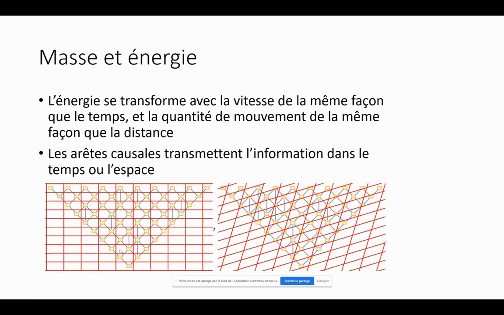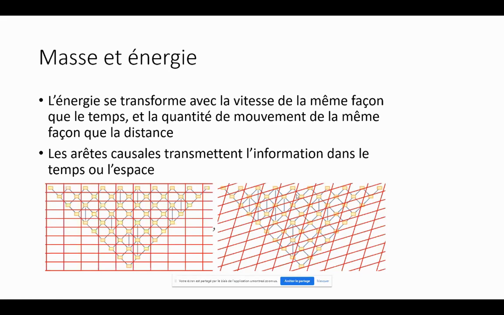Pourquoi j'ai dit que le flux à travers les hypersurfaces de temps représentait l'énergie, et à travers les hypersurfaces d'espace représentait la quantité de mouvement? C'est que lorsqu'on redessine, on resépare le graphe causal, comme on a dit, c'est l'équivalent d'un changement de référentiel. L'énergie va se transformer de la même façon que le temps avec la vitesse, et la quantité de mouvement va se transformer de la même façon que la distance. C'est un élément crucial pour Einstein, et ça se reflète ici.